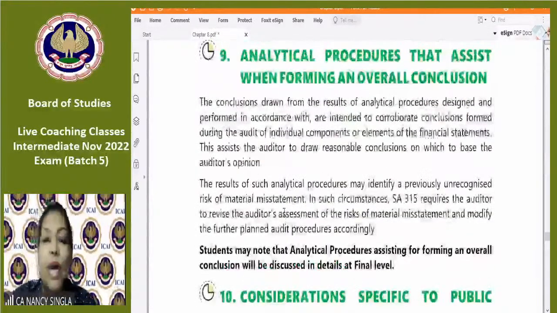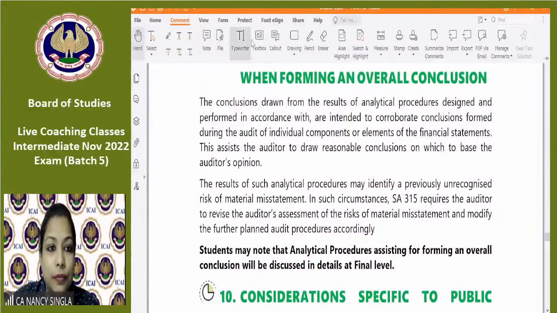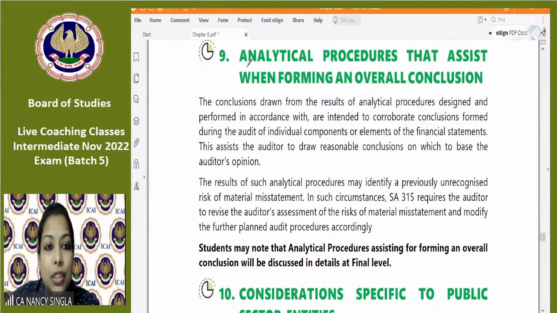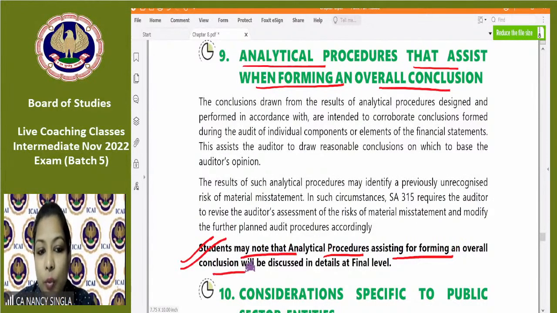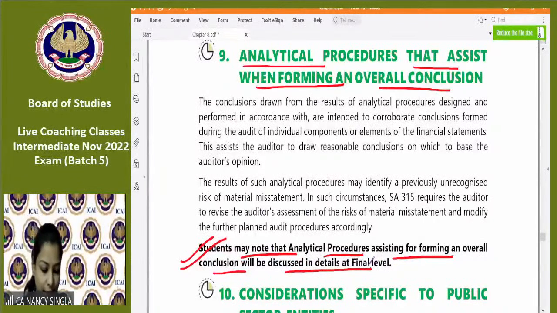ठीक है. नाउ एनालिटिकल प्रोसीजर, that assist when forming an overall conclusion. तो सबसे पहले तो just see, students may note that analytical procedure assisting for forming overall conclusion will be discussed in detail at final level. तो यहाँ पर क्या लिखा हुआ है? So it basically says that auditor will, when he is forming an overall conclusion on the financial statements, ठीक है, he will see whether the expectation that he developed is matching with what? The actual results. ठीक है.